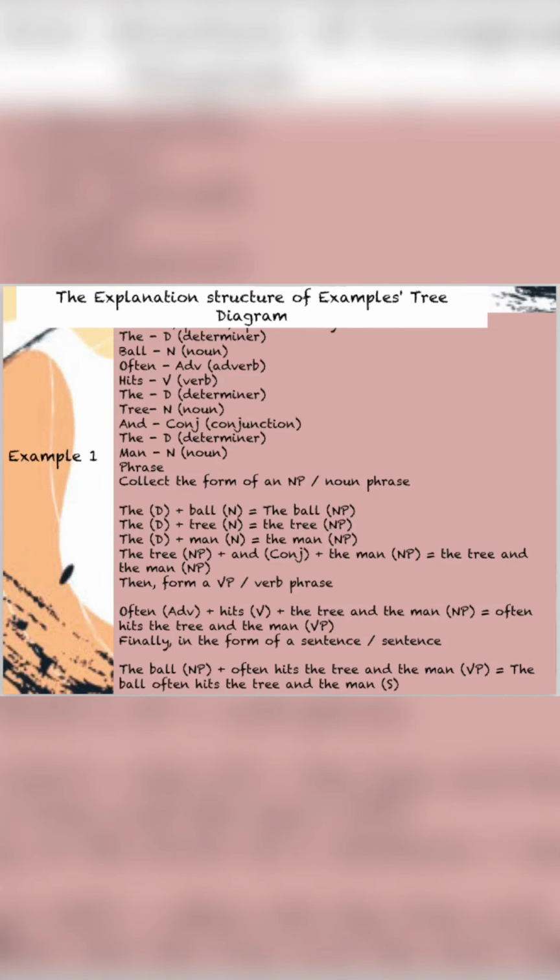Okay, from here we can look at the sentence: the ball often hit the tree and the man. So how is the structure? Okay, this is the explanation of the structure from the example tree diagram. So the as determiner, ball as noun, often as adverb, hit as verb, the as determiner, tree as noun, and as conjunction, the as determiner, and man as noun. And that is about the structure of the tree diagram.